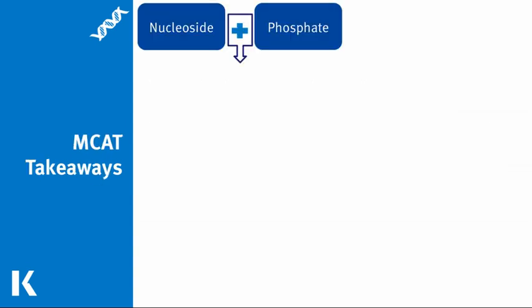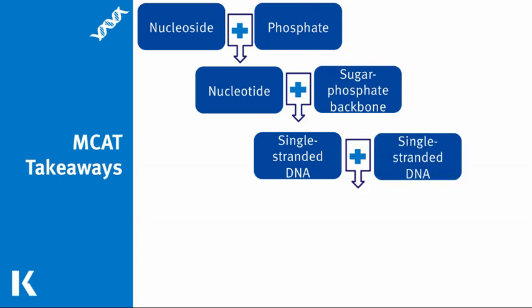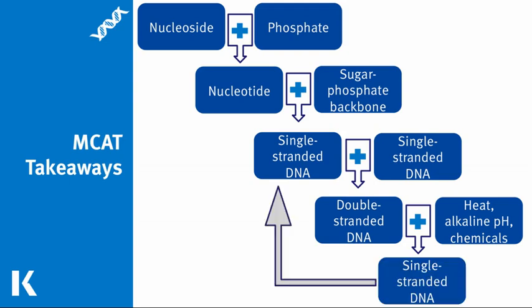To recap, a nucleoside and a phosphate form a nucleotide. Nucleotides form a sugar-phosphate backbone, creating a single strand of DNA. Two single strands of DNA form a double helix. Adding heat can separate the double helix, causing it to denature into a single strand of DNA.